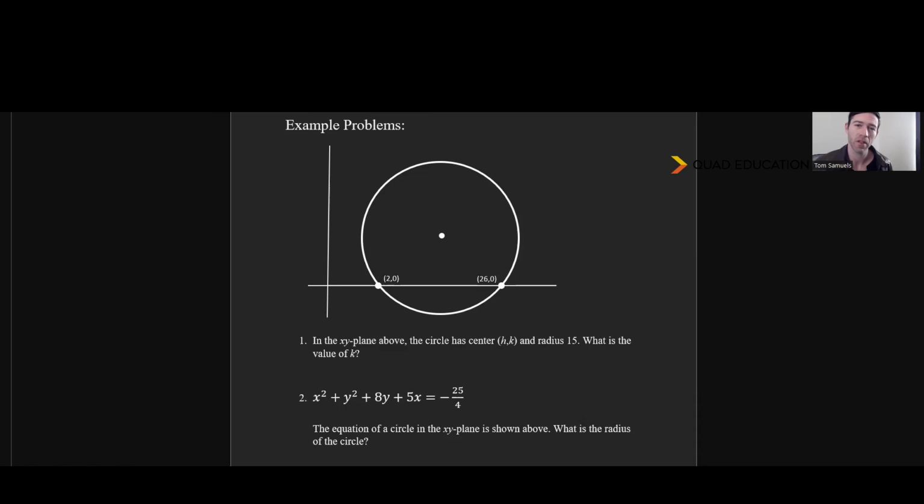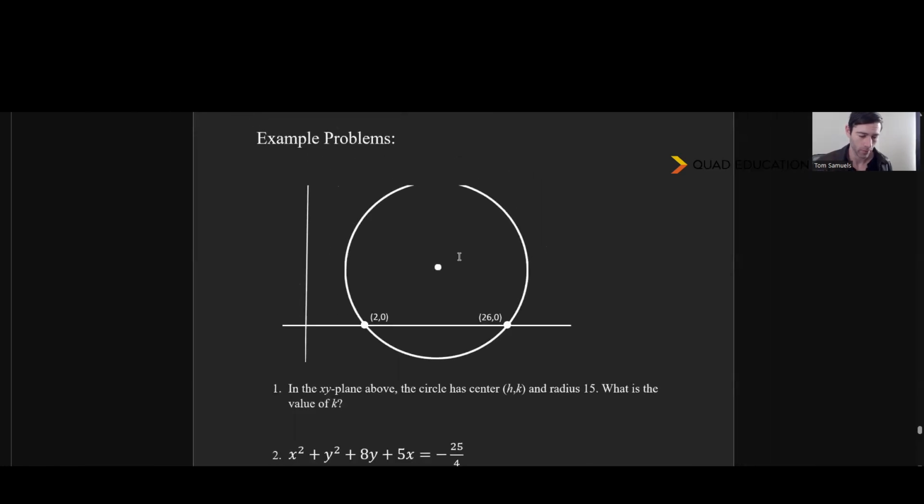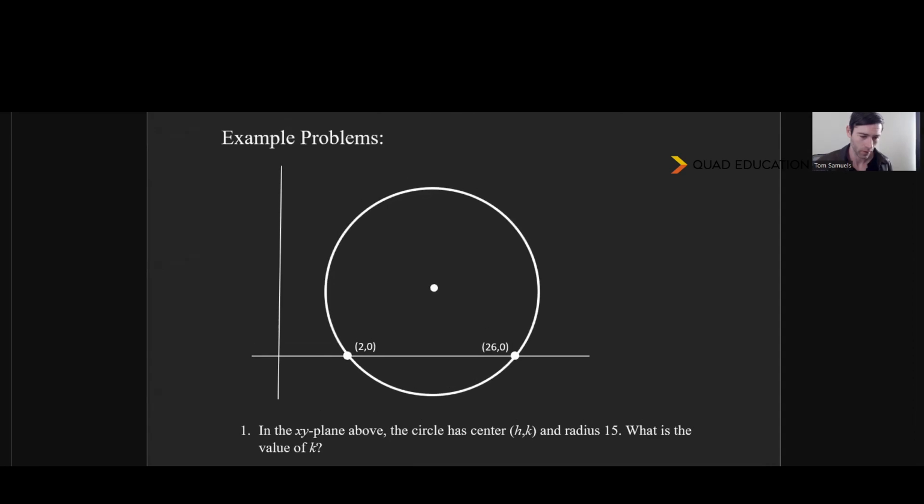Okay, two practice problems here. Take a second and see if you can't solve these. Okay, let's take a look, and we'll investigate the first one. Let's get a little closer. Okay, in the xy coordinate plane above, the circle has center (h, k), and the radius is 15. What is the value of k? K there being the y coordinate of the center of the circle.